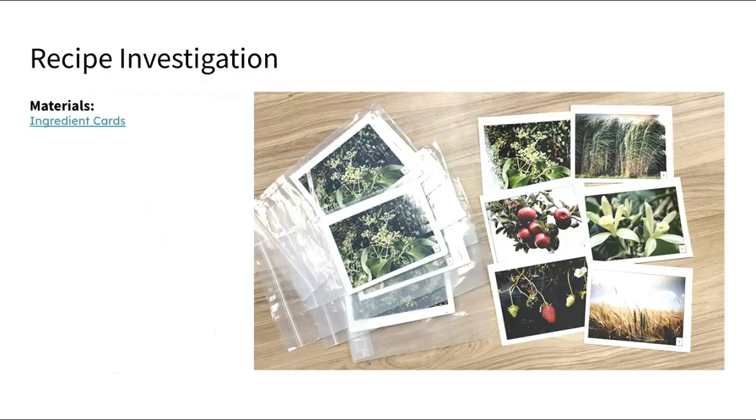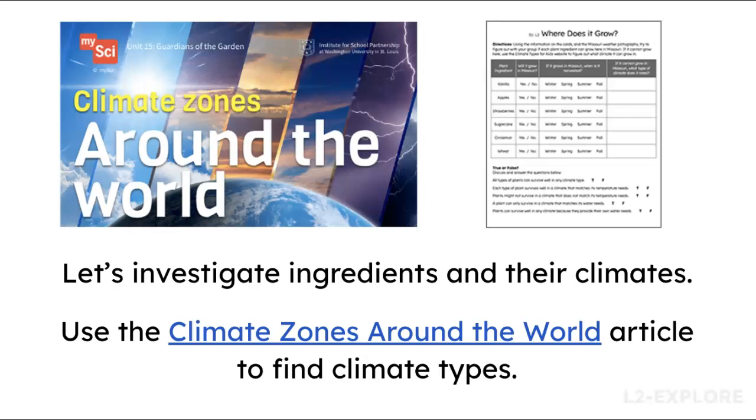Students will then work in groups with a set of the ingredient cards and the Missouri weather pattern pictograph. Students will also use the Where Does It Grow student journal page to record information about the recipe's ingredients and the climate zones around the world article to find types of climates.